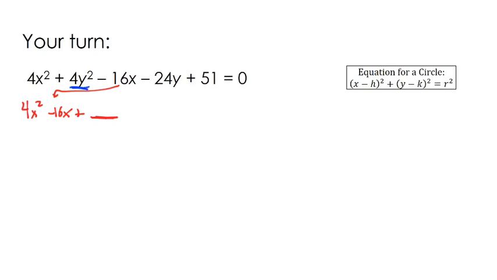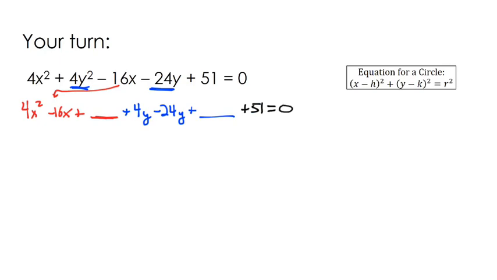But then let's take our 4y squared, and then let's take our minus 24y. And then I know that I'm going to need some constant there. And then I have my plus 51 equals 0.